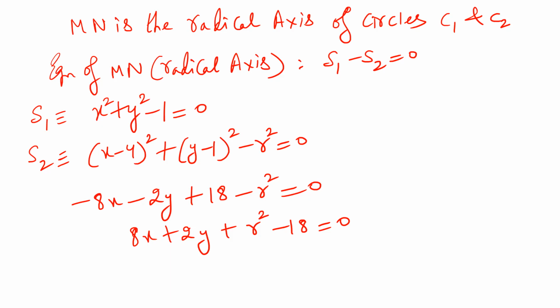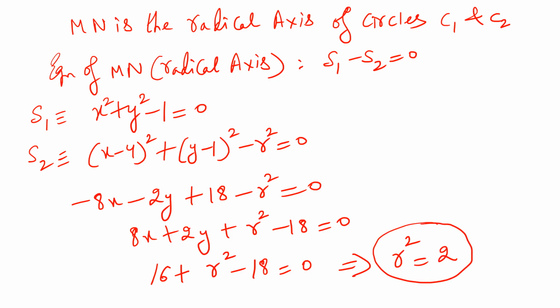So just put x as 2 and y as 0 in this equation. You will get 16 plus r square minus 18 equal to 0. Or from here we get the value of r square as 2. So this is the answer of the question.